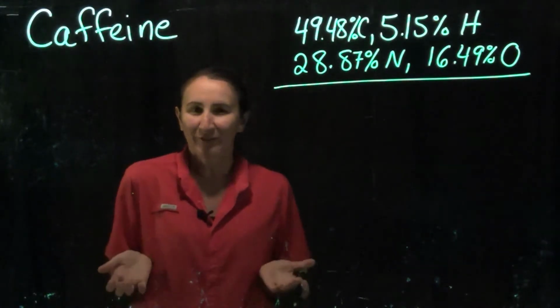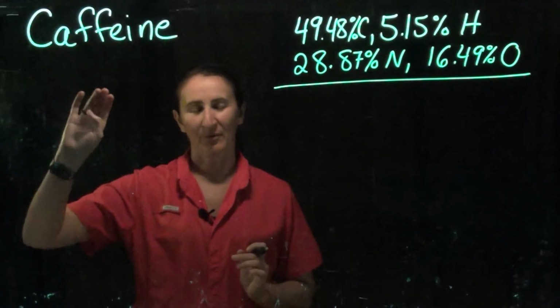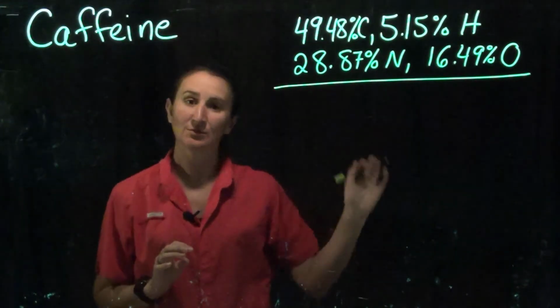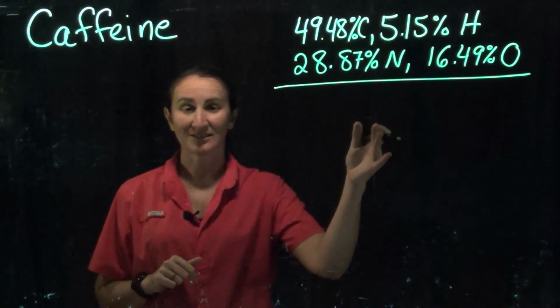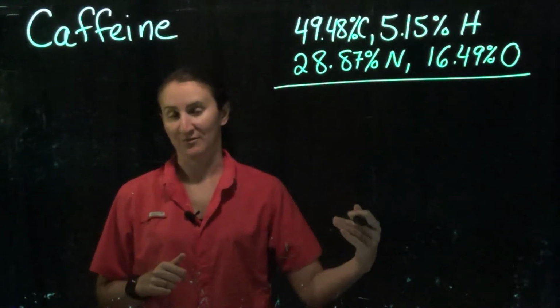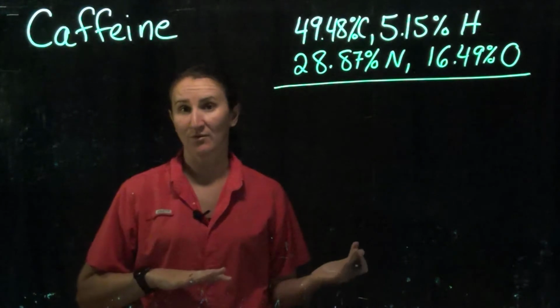Caffeine, everybody's favorite molecule to stay awake while studying. We're going to use caffeine as an example in this problem where we're going to use these mass percentages to figure out the empirical formula of caffeine, and then after that we're going to figure out the molecular formula of caffeine. So how do we go from mass percentages to empirical formula?